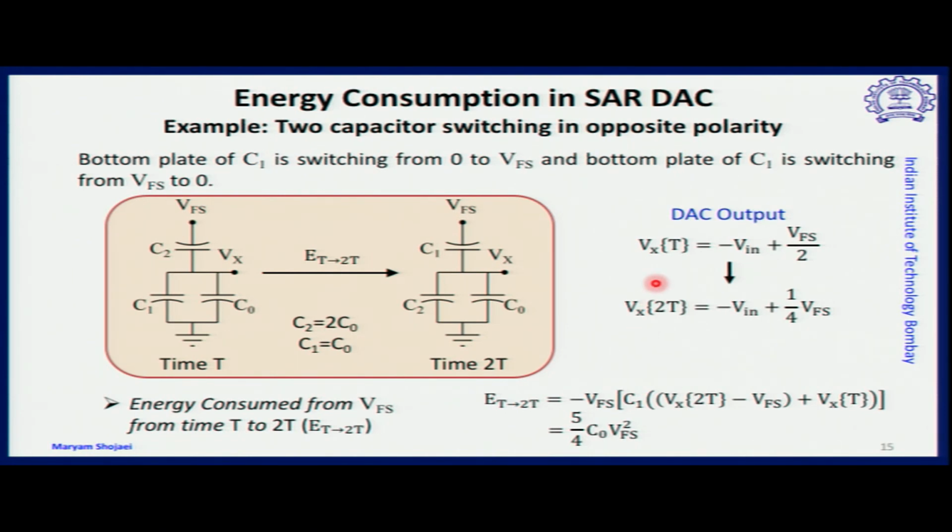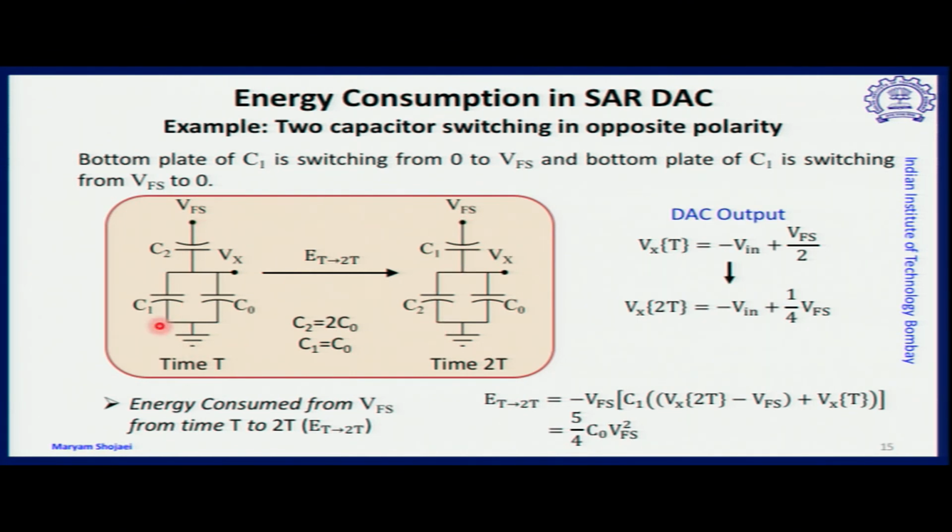Two capacitor switching also happens in some cases. These cases are when we are moving from a higher reference to a lower reference. An example is when we are moving from V full scale by 2 to V full scale by 4. In this case, C2, as in the previous example, was connected to V full scale and C1 was connected to ground. Now C1 will be connected to V full scale and C2 to ground.